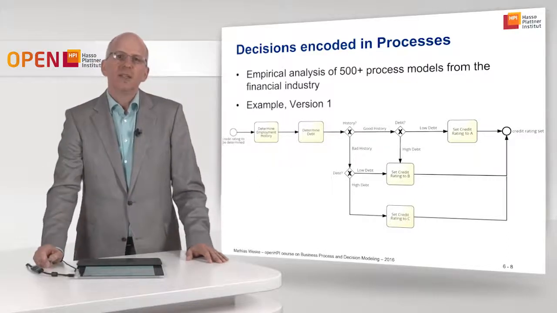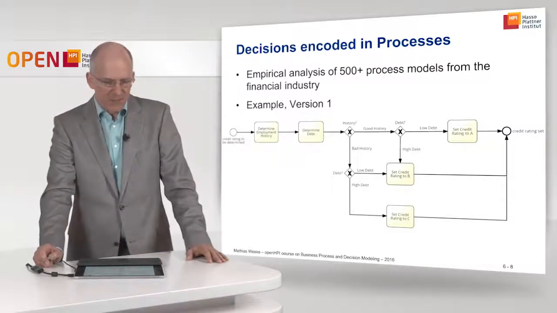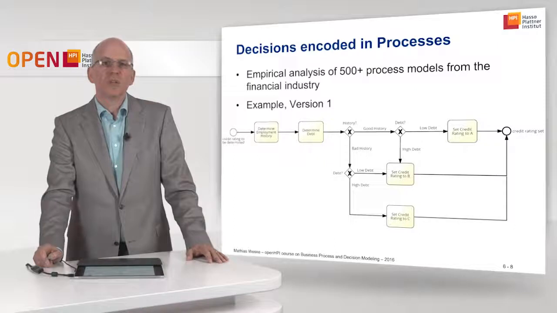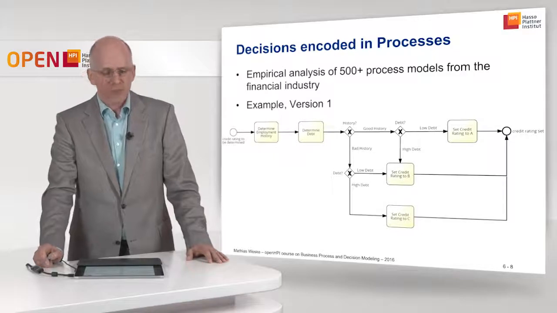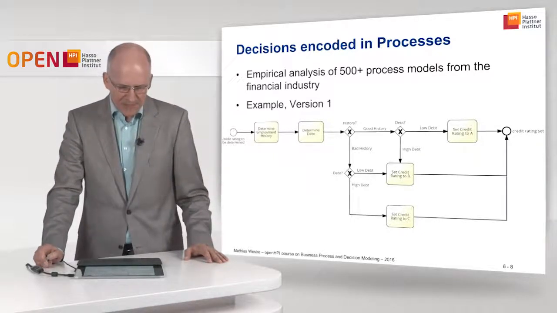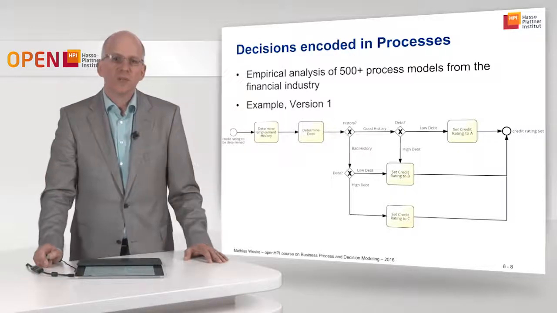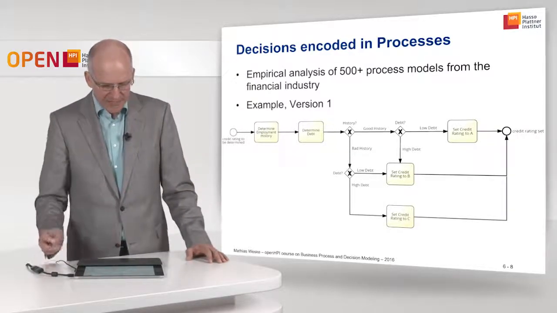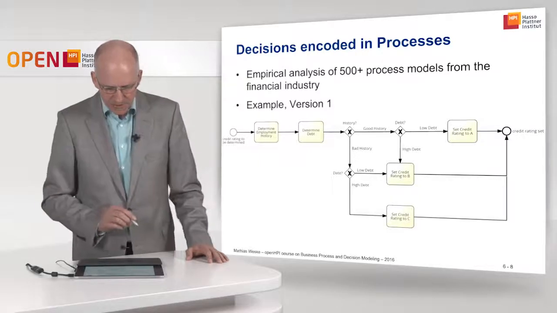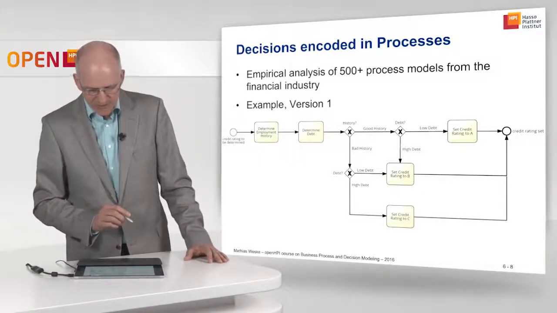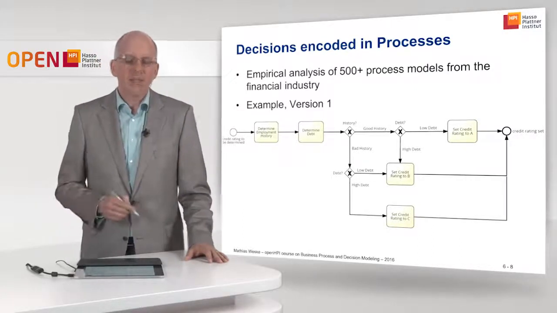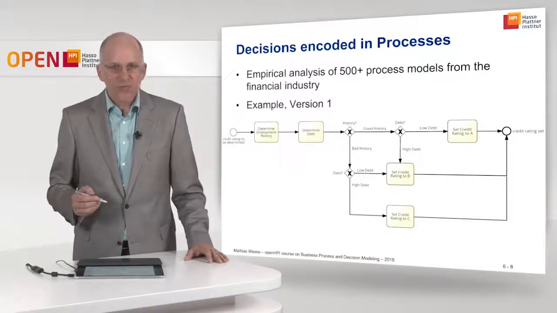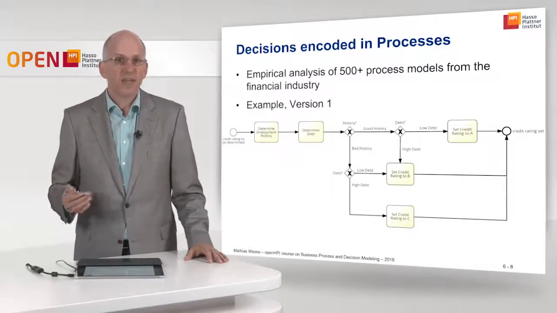In our work on decision modeling and decision management, we empirically looked at more than 500 process models from the financial industry. And we found a very interesting situation here. So we found examples where the decision logic is actually encoded in the process. I brought you one example here, and that is about determining the debt and determining employment history to come up with a credit rating. Credit ratings can be either A or B or C. And the employment history and the debt is used for taking that decision.